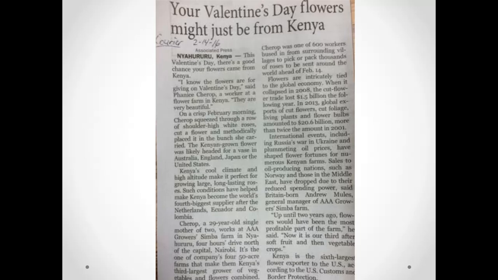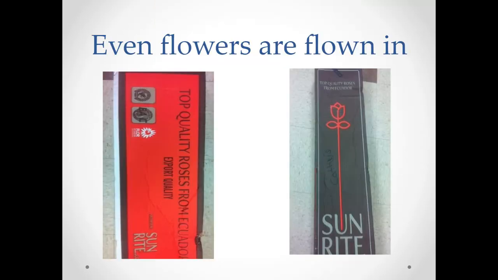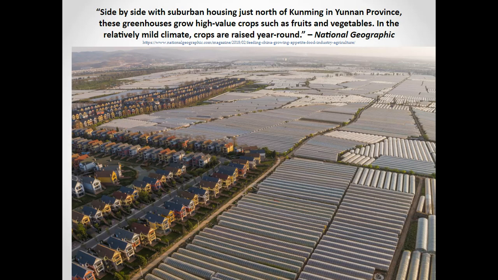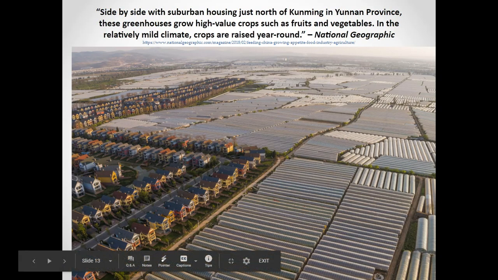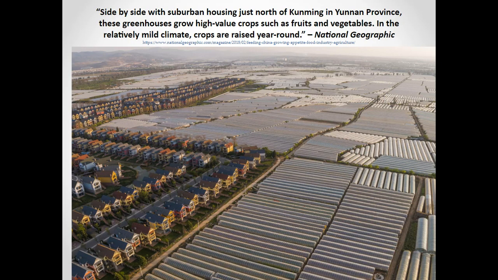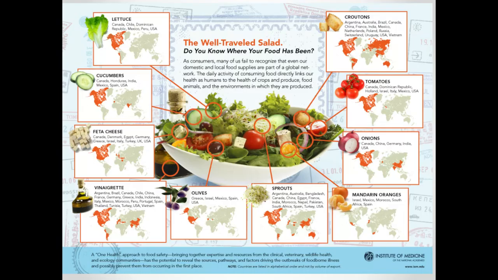And again, that refers to just the idea of globalization changing the marketplace. So even your flowers are grown in, right? Now, this is pretty interesting. Side by side with suburban housing, just north of Kunming in Yunnan province, these greenhouses grow high value crops such as fruits and vegetables in the relatively mild climate. Crops are raised year round. So look at this. You have land, people just living in these houses. And then over here, you've got all of these little greenhouses where people are growing stuff because it's high value crops. Okay, so that's kind of relating back to agribusiness.